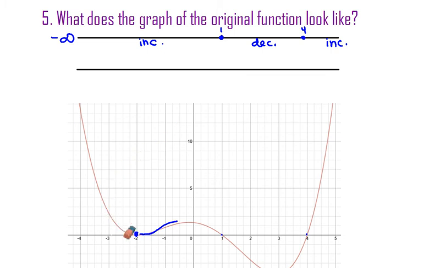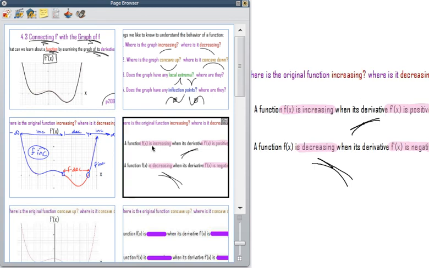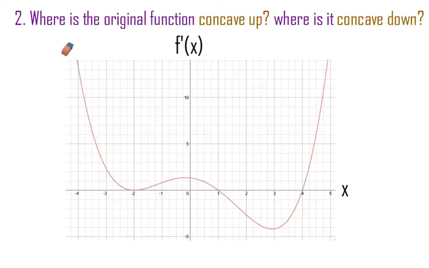Let me just wipe that clean for you. Okay, so we've answered the first question in terms of where the graph rises and falls. Now it's time to step it up and talk about the concavity. Is the graph bending up or bending down?